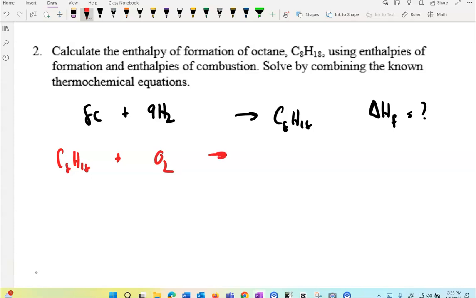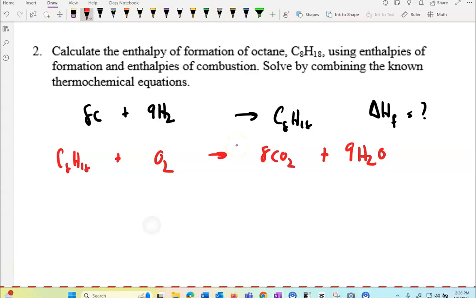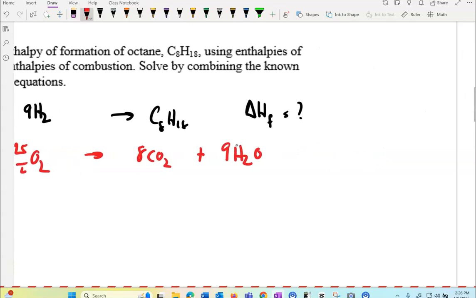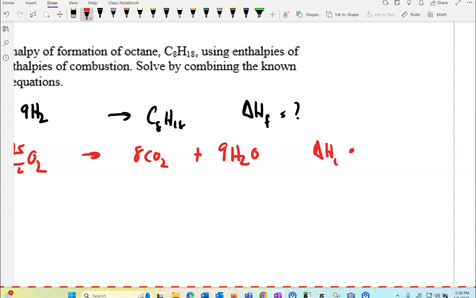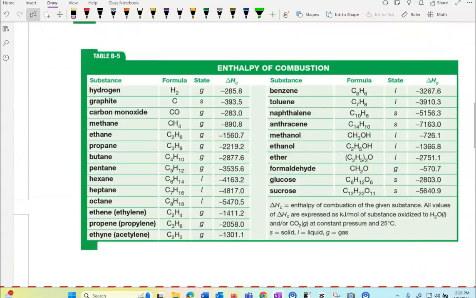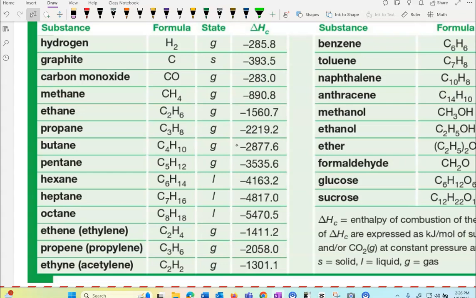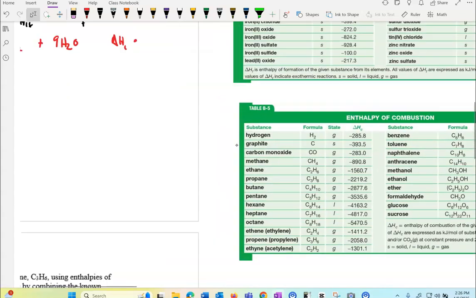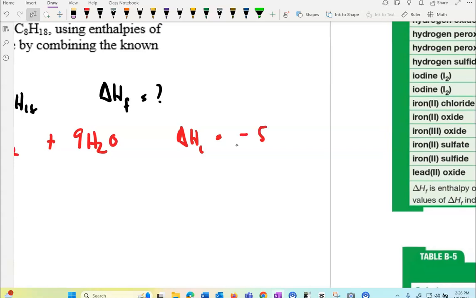Combustion equations always involve oxygen, and the products are always CO2 and H2O. I'm going to balance this, so this is going to be an 8, and this is going to be a 9, and this is going to be, what do we have here? 25 oxygens, and you can't have 25 oxygens, but you can have 25 halves. So we've got a balanced combustion equation, and I'm going to look on table B5 to find the energy of combustion of octane. It's right here, negative 5,470.5. So we're going to say this is our heat of combustion.